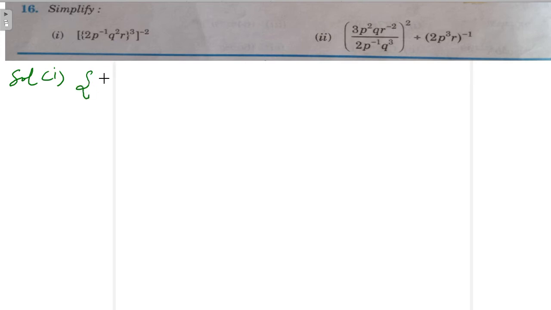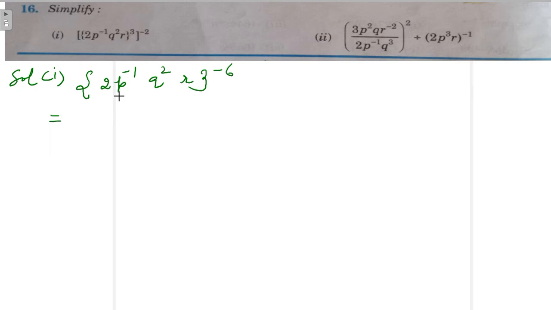This will become 2 raised to power 2, p raised to power minus 1, q raised to power 2, r raised to power... r, and this 3 times 2 is 6, it would become minus 6 whole power. So now what would we do?